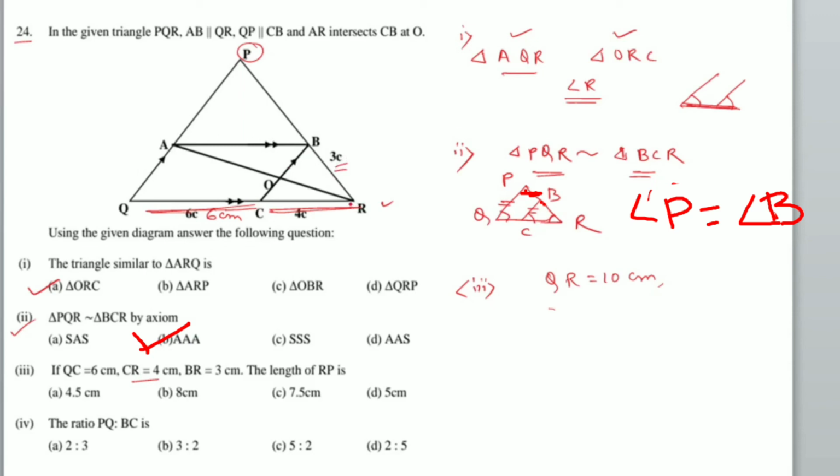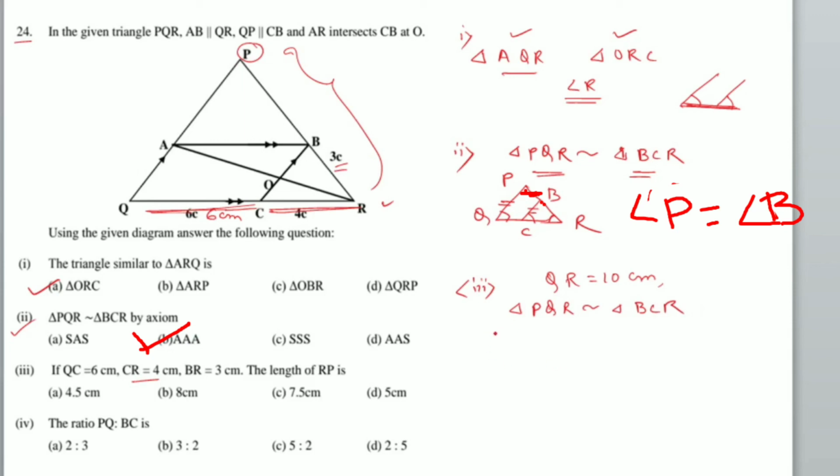It is given. We have to find out the length RP. What is the P? RP. We have to find out the length RP. From the previous condition, triangle PQR is similar to triangle BCR. So here the ratio of corresponding sides will be equal.